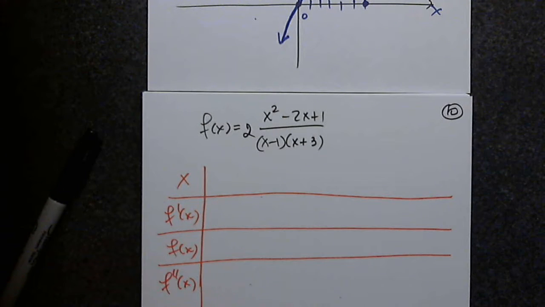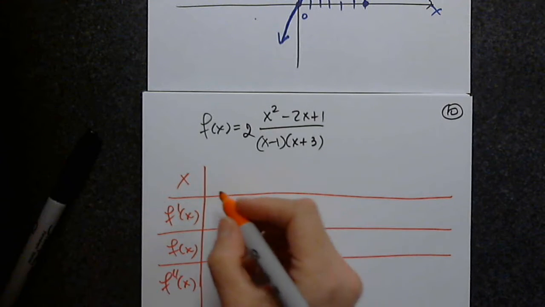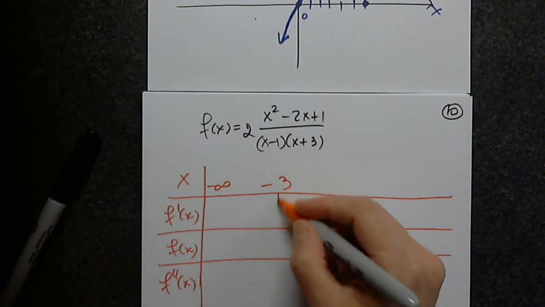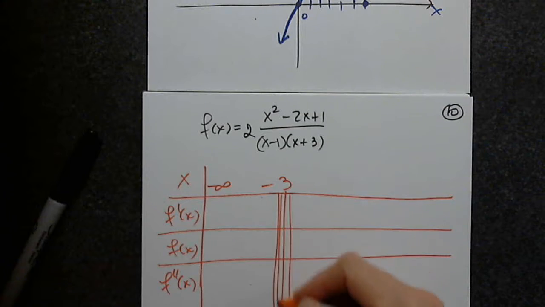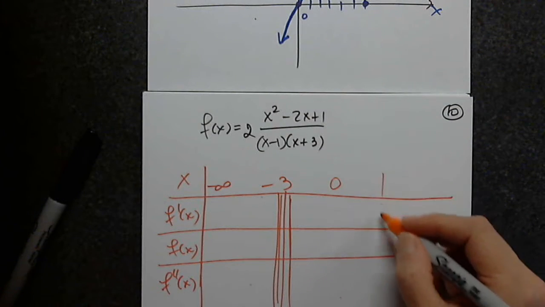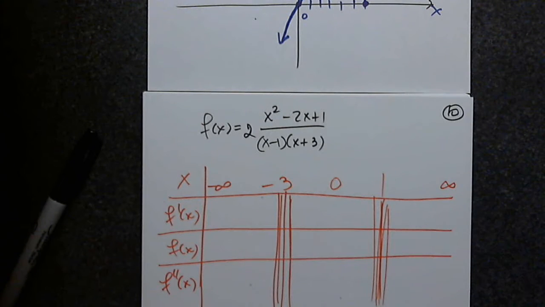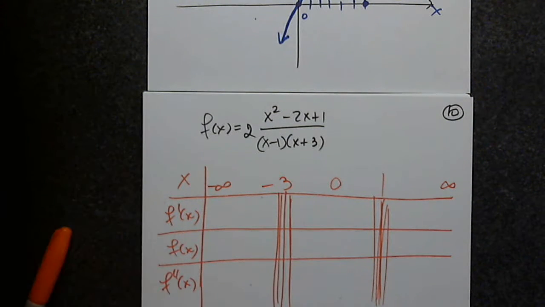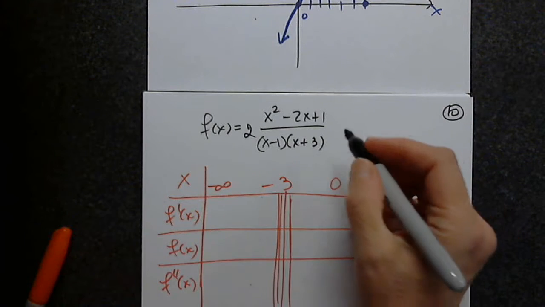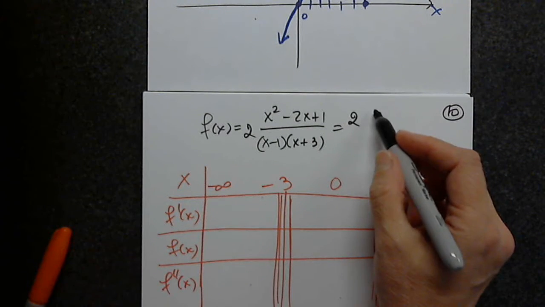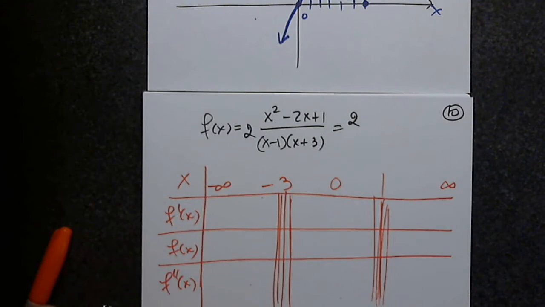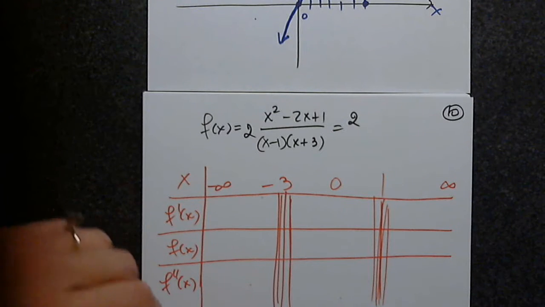Very good. Domain cannot include -3, cannot include 1, because the denominator will be 0 at those points for those x values. Now we go back and we not simplify, but factor the numerator. So 2 times, can anyone give us anything about the numerator?